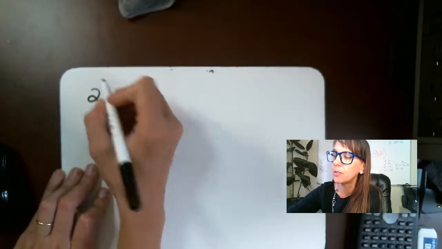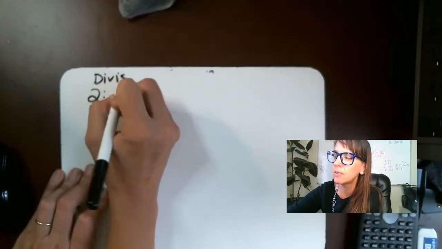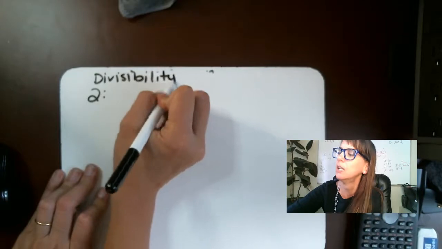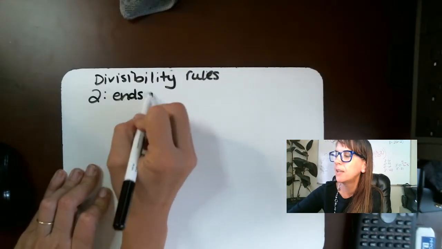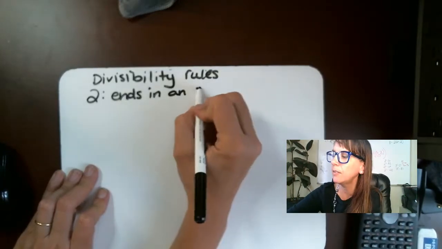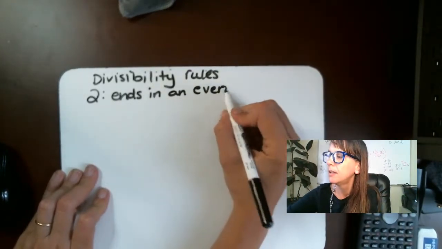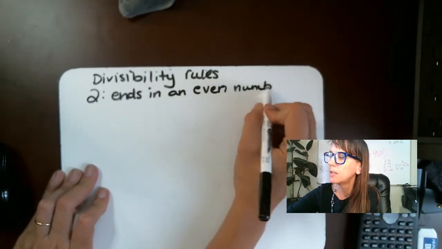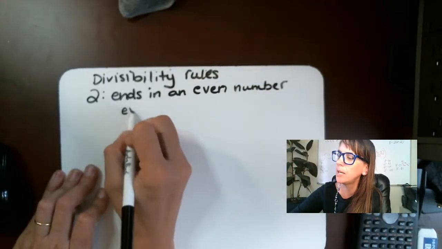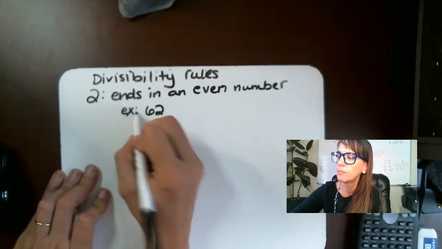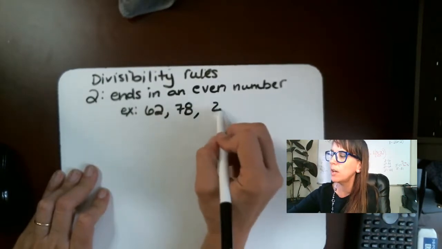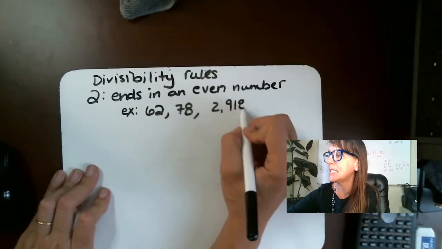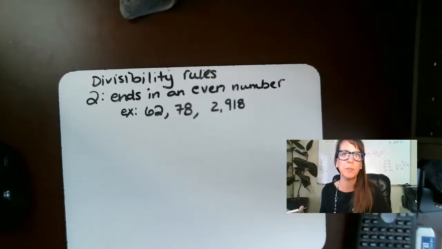So, 2, divisibility rules. For 2, it ends in an even number. An example of that would be 62, or 78, or 2,918. All of those are divisible by 2.